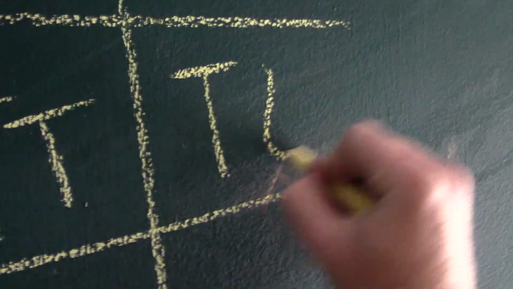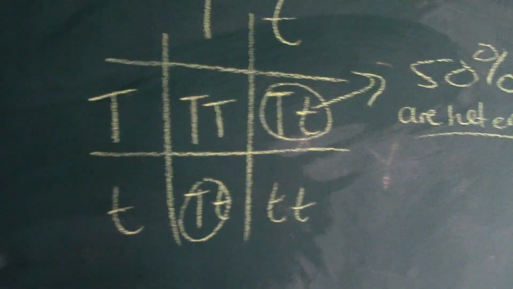Figure out their offspring. You would know that 50% are hetero. So 50% have a heterozygote advantage. So your answer is 50 or 0.50. Okay.